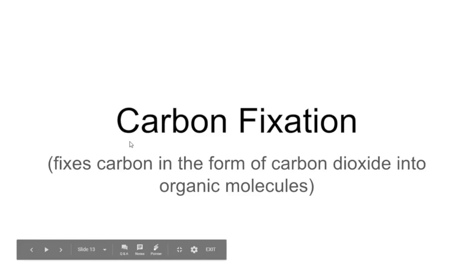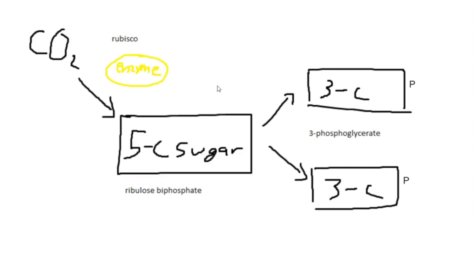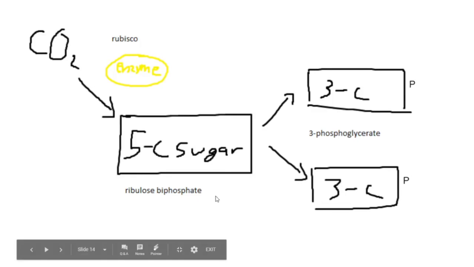So the first step of the Calvin cycle is carbon fixation. It fixes carbon in the form of carbon dioxide into organic molecules, so basically inorganic compounds into organic compounds. So first, carbon dioxide with the help of the Rubisco, which is an enzyme, is attached to the 5-carbon sugar ribulose bisphosphate.